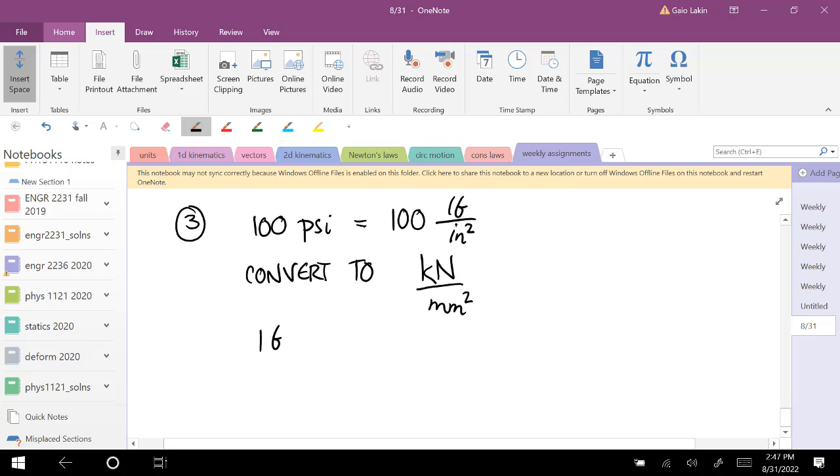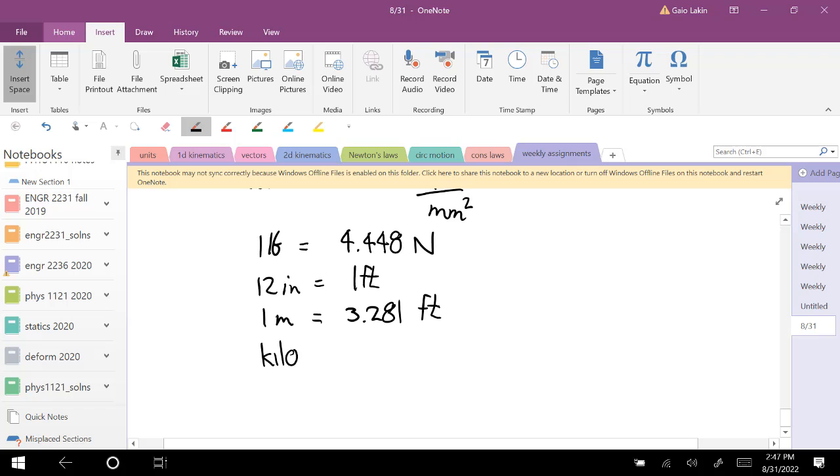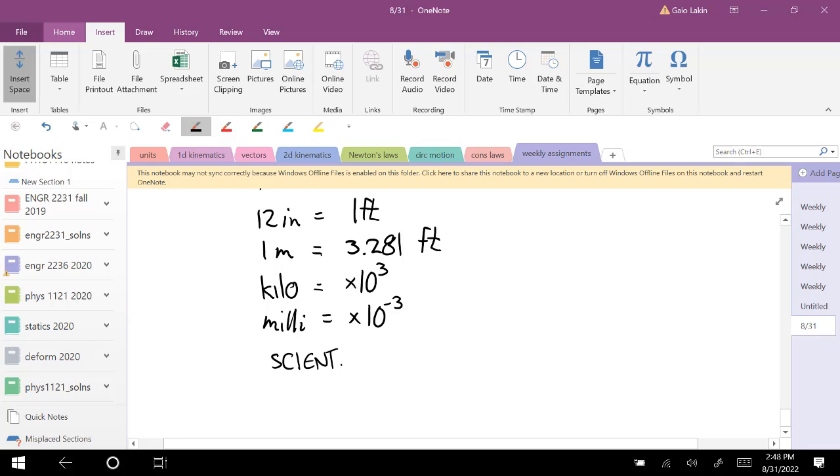And we're going to use that 1 pound is 4.448 newtons, and 12 inches is 1 foot, and 1 meter is 3.281 feet. And then these are the same two we used last time: kilo is times 10 to the third, and milli is times 10 to the negative third. And again, give your answer in scientific notation. Okay, go ahead.